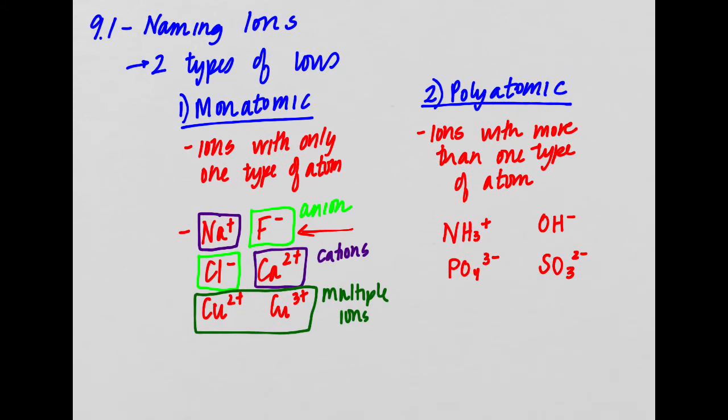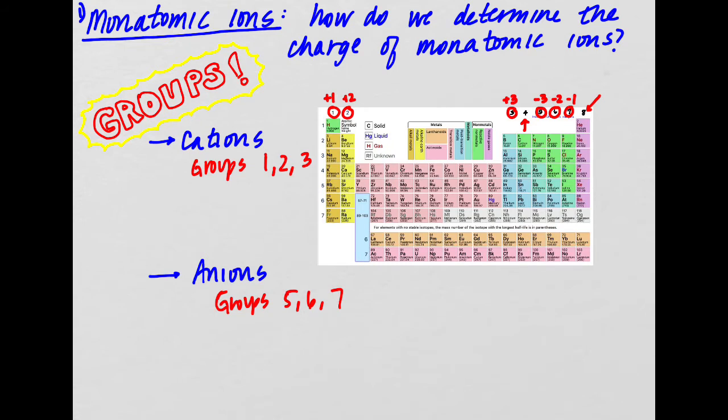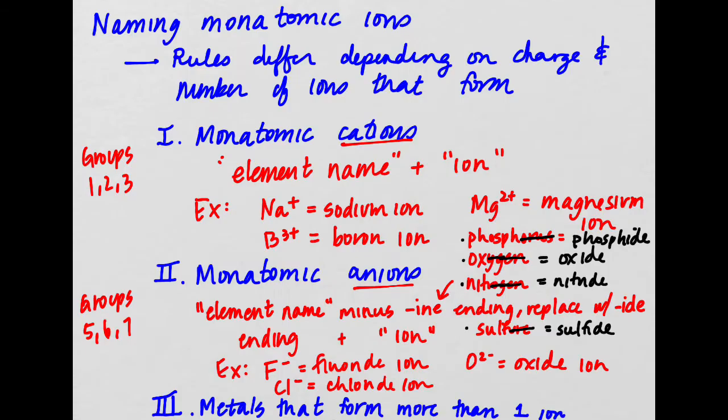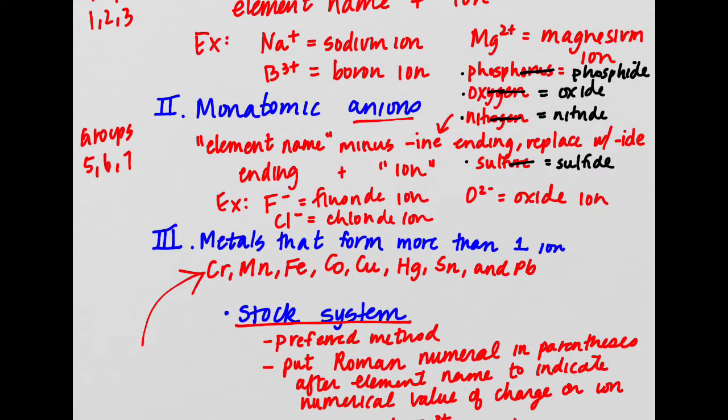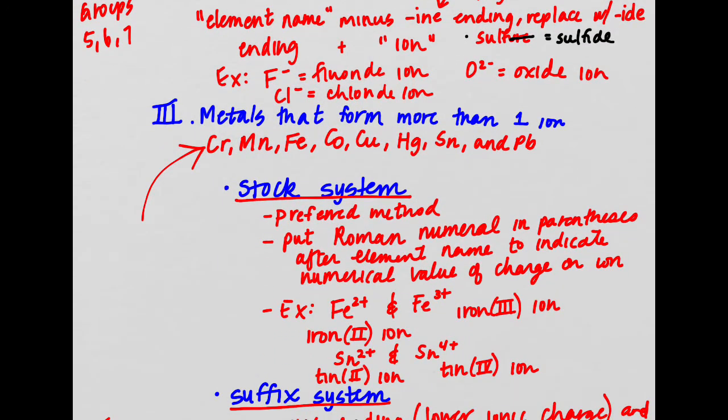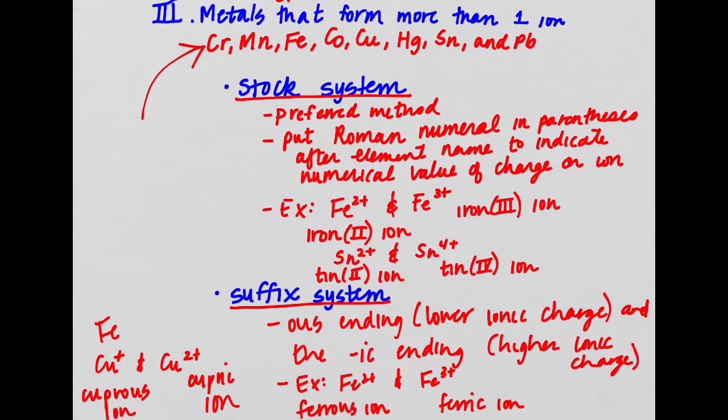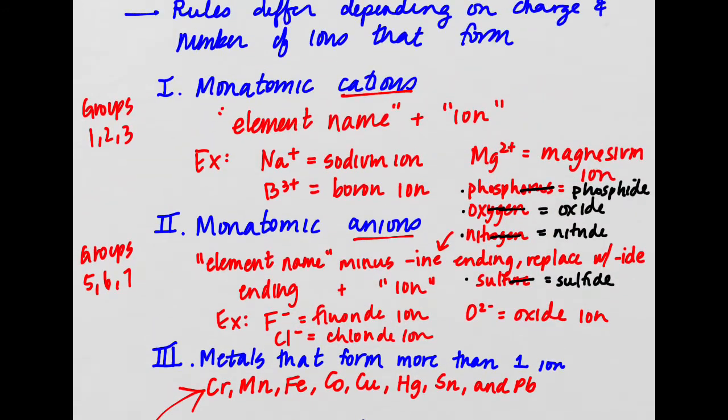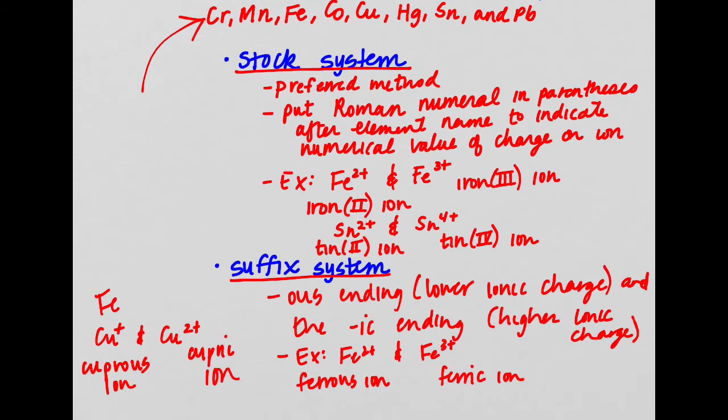We have monatomic ions and polyatomic ions, and we learned how to name those two, and we also learned how to name ions of metals that form more than one ion. So we have the stock system and the suffix system method. Remember that. This is all the stuff that we've done so far for monatomic ions.